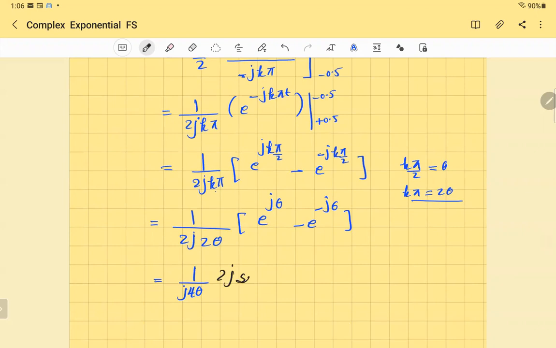Now j cancels with j, and 2 cancels with 4 and becomes 2. So what do you get in the end? You get sine theta.